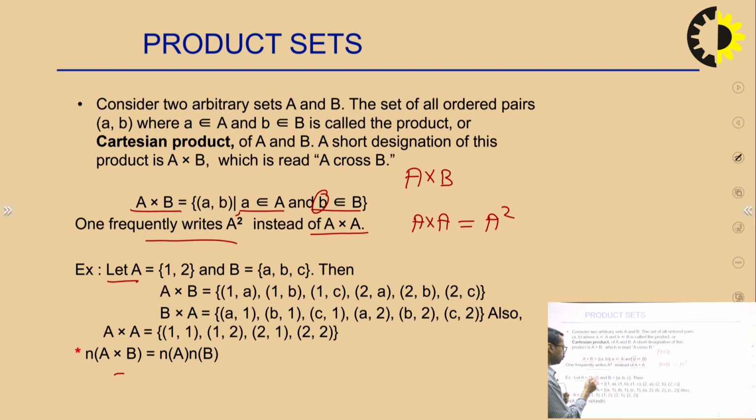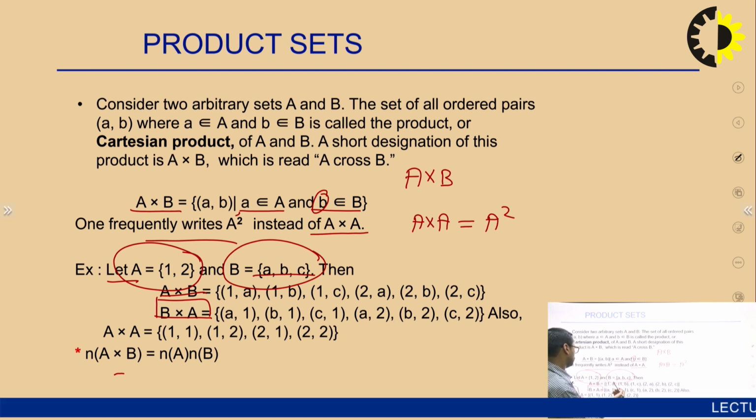Let A equal {1, 2} and B equal {a, b, c}. Then A cross B will be 1a, 1b, 1c, 2a, 2b, 2c. For B cross A, now this will be treated as set A and this will be treated as set B. So for B cross A: a1, a2, or a1, b1, c1, a2, b2, c2.